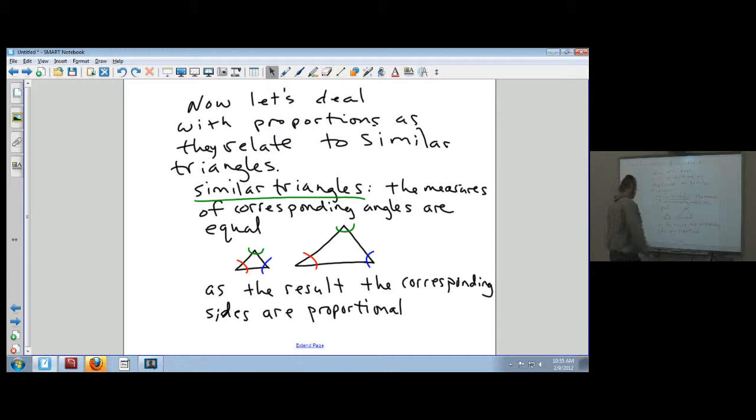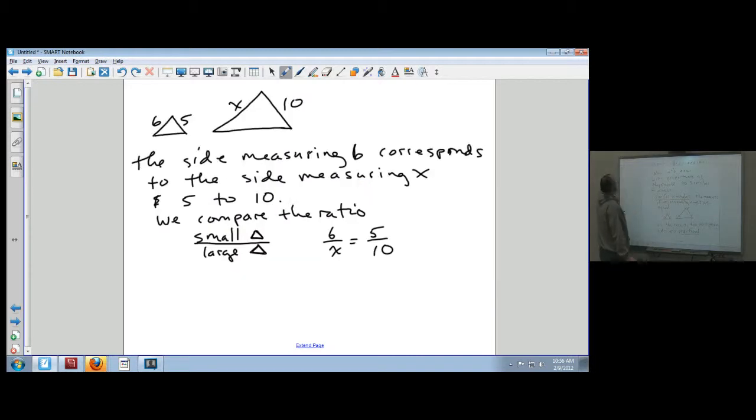As a result, the corresponding sides are proportional. What do we mean by proportional? Well, we can form a proportion from the small triangle to the large triangle. So we form a proportion because the sides are proportional. The sides are not equal. The angles are equal. That's what makes the sides proportional. So the side measuring 6 here corresponds to the side measuring x.